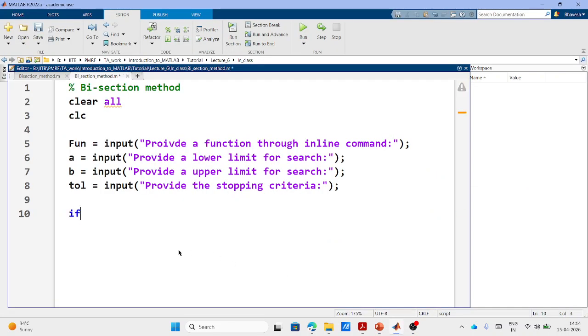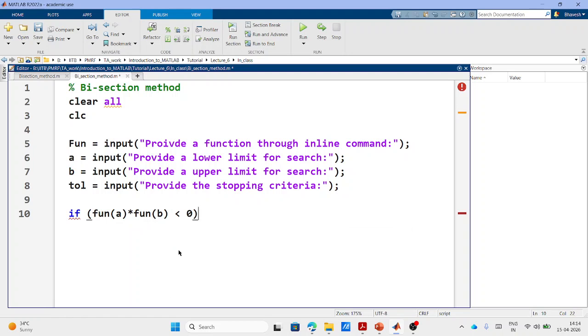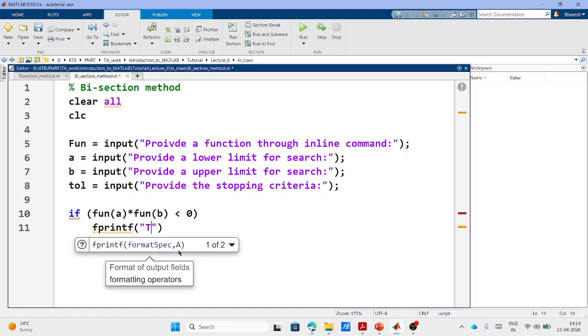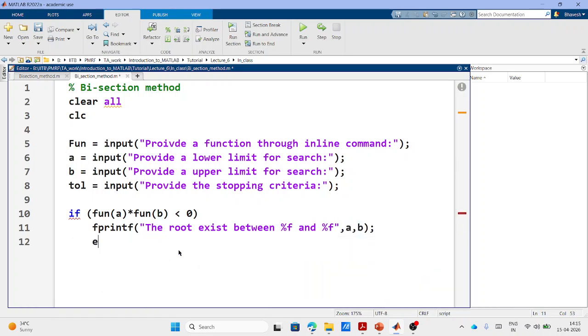So I will first put the condition: if my function value at a times my function value at b is less than 0, then what I will print is fprintf, the root exists between %f and %f, comma a comma b, right? Else I will print the same thing, that the root does not exist between a and b.